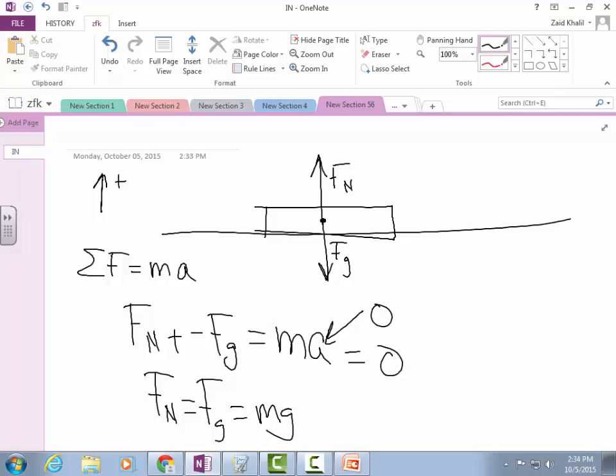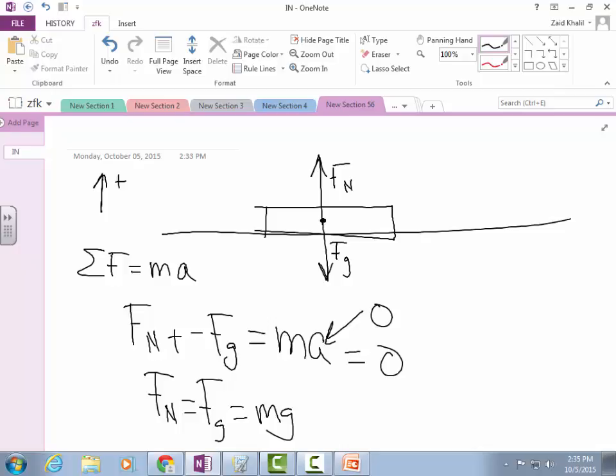Focus. Fn equals Fg equals Mg, because Fg is Mg. We're going to be doing a lot of algebra this unit. If you weren't good at it before, you'll be good by the end of this unit.